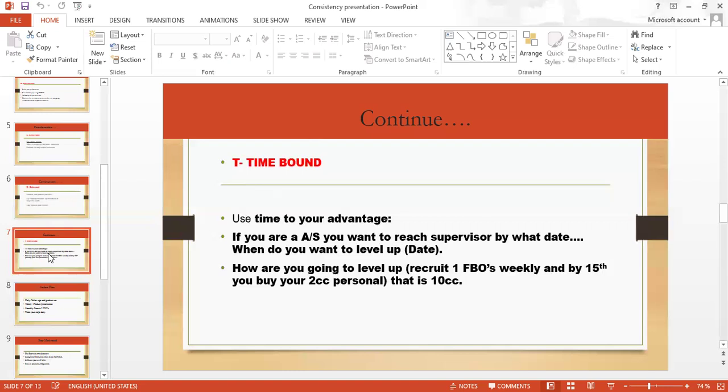Like I said, if you are an assistant supervisor, you want to reach supervisor by which date? When do you want to level up? Put the time, put the date down. How are you going to do this? Maybe I want to recruit 1 FBO per week. By the 15th, I need to be 2 CCs, my personal, and every week when you are sponsoring 1 FBO, that's 4 FBOs, that's 8 CCs, and then your 2 CC that you already finished by the 15th, that's you, level up, celebrate it. So we need to make sure we put our time down.